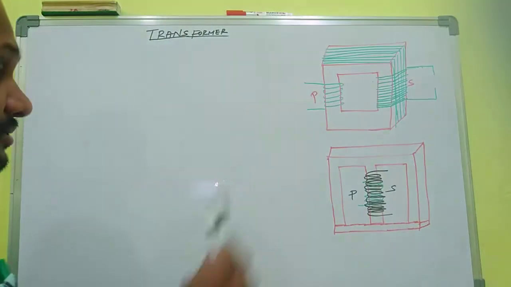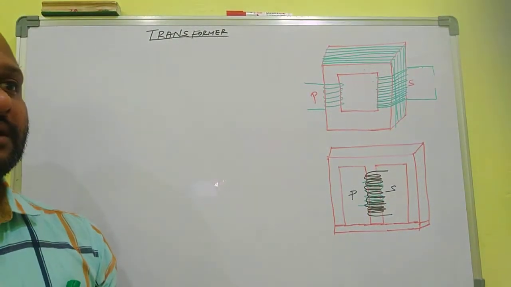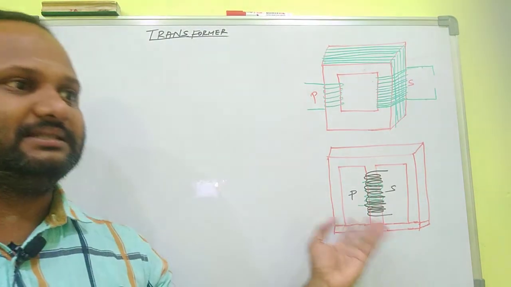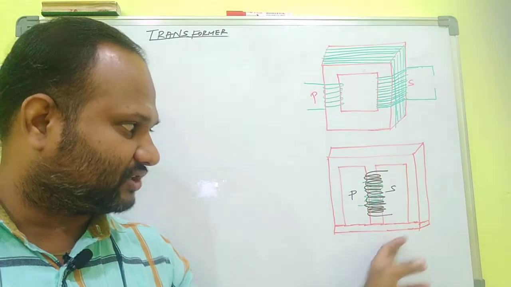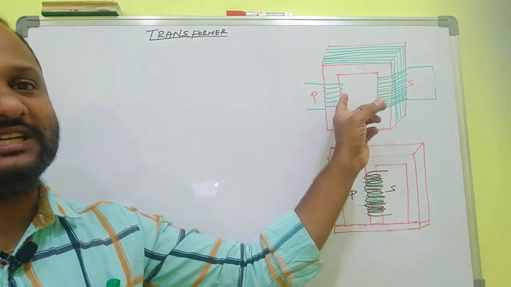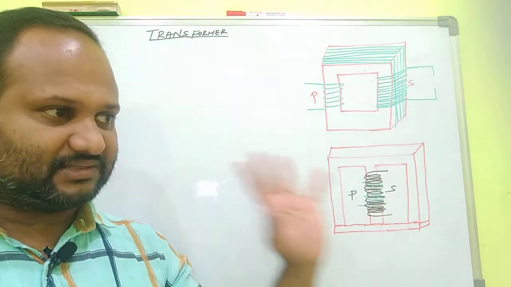So here, primary and secondary. What does this diagram represent? This is the practical case in a transformer. Most of the transformers in practice are like this structure, not the earlier structure. That one is only for study purposes. This is for practical cases.